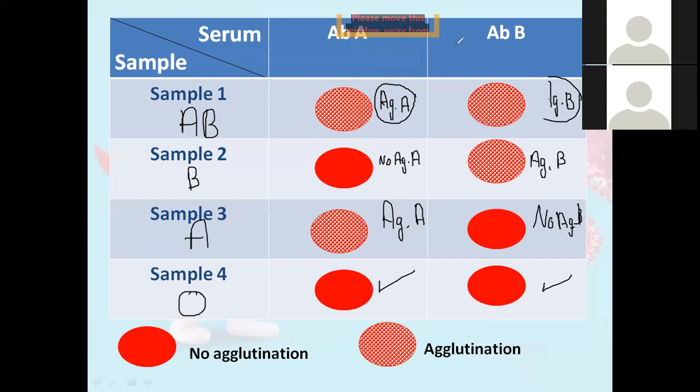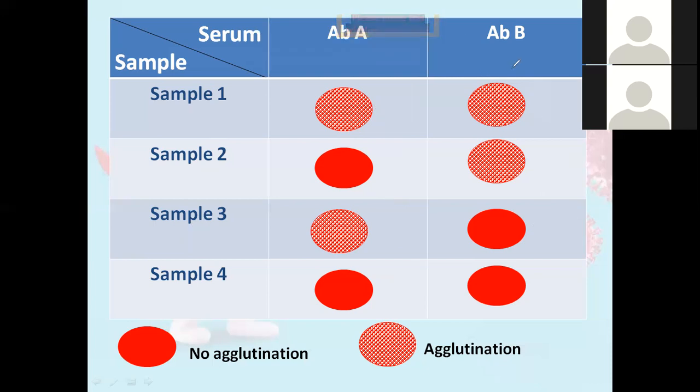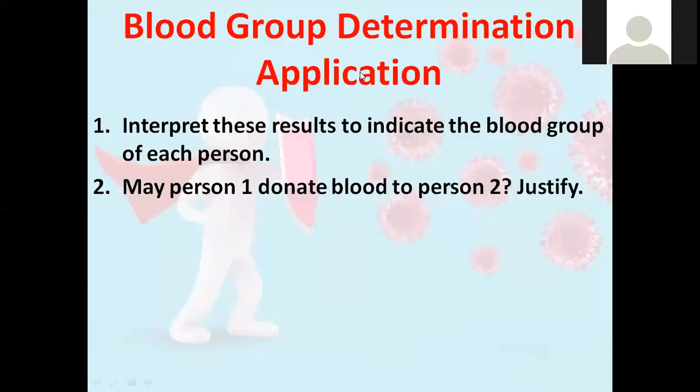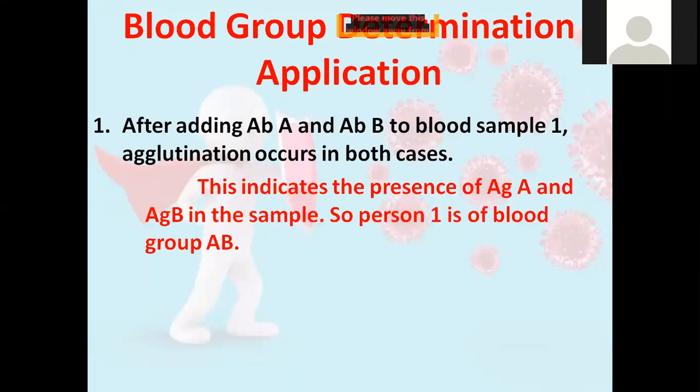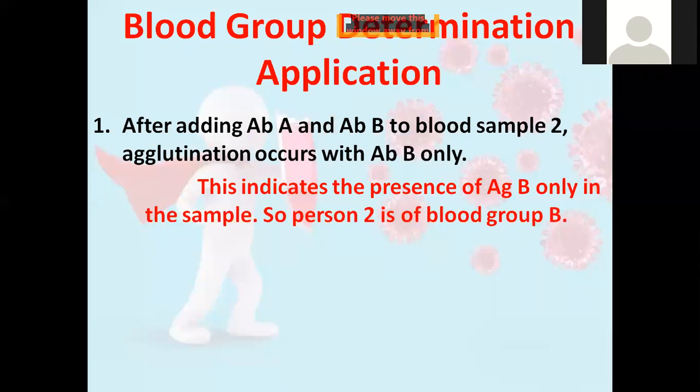This is how they determine the blood group in the lab. Interpret the obtained results to indicate the blood group of each person, from person 1 to person 2. These are what we just discussed. After adding antibody A and antibody B to sample 1, agglutination occurred in both cases. What does this indicate? This indicates the presence of antigen A and antigen B in the sample. So person 1 is blood group AB. For the second one, we added antibody A and antibody B, and agglutination occurred only with antibody B, so it has only antigen B. So it's blood group B.